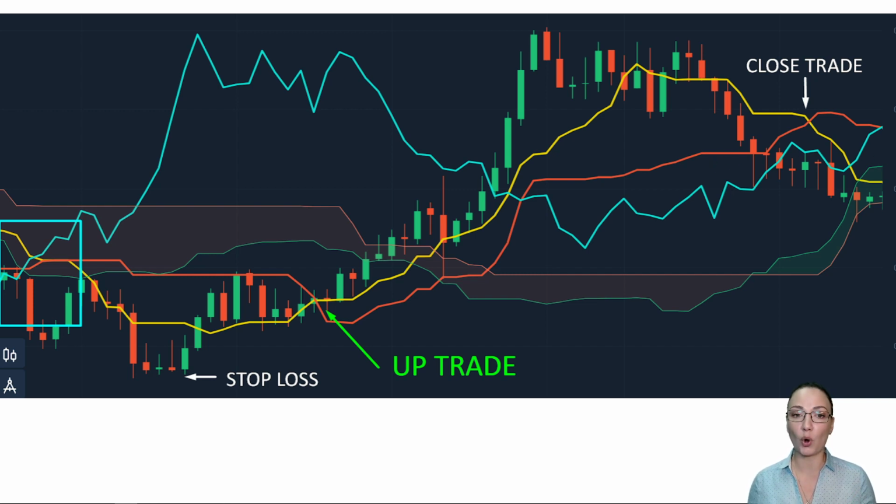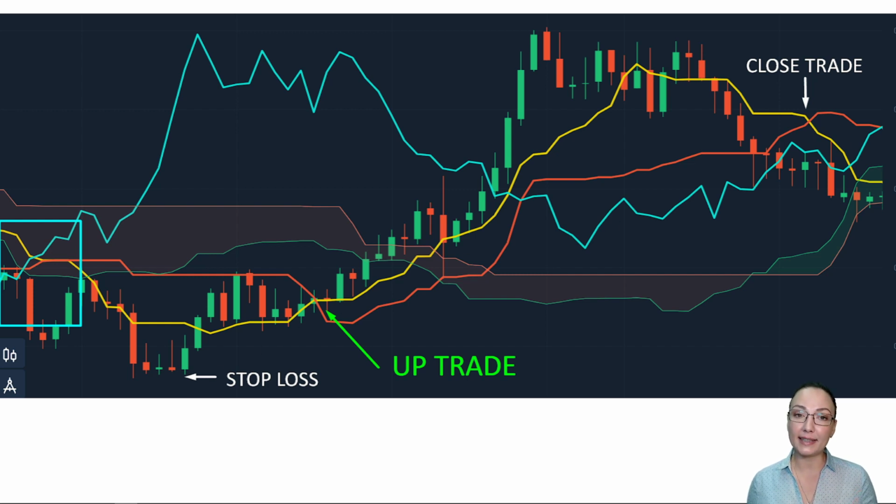On Forex, to open an up trade, we wait for a golden cross, where the yellow line crosses the red line from the bottom up. At the same time, the Chikou span has to cross the price chart in the same direction. Open an up trade on the next candle. Close the trade when you have the opposite TK cross, like we have right here. You can set the stop loss at the nearest local minimum.